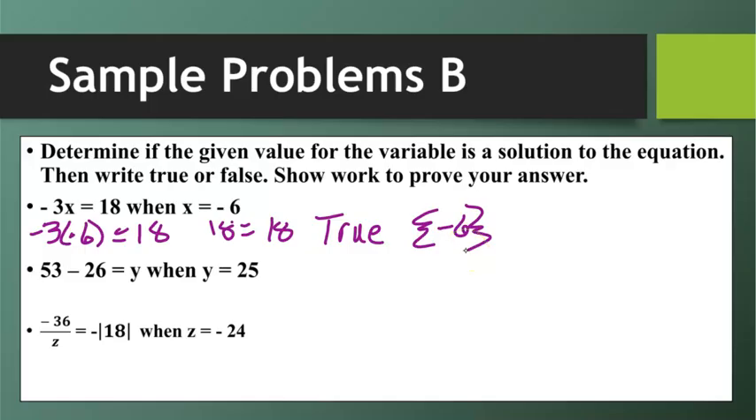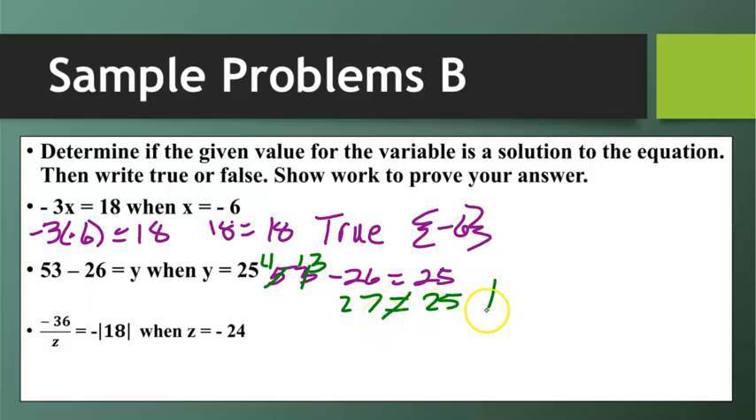Next, 53 minus 26 equals y, when y is 25. Let's test that out. So if I did 53 minus 26 to see if that's equal to 25. If I borrow here, 13 minus 6 is 7, and 4 minus 2 is 2. 27 does not equal 25, so this is false. And since they're not giving us any other value, there is no given solution here.